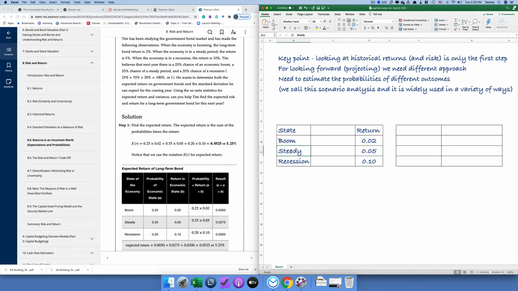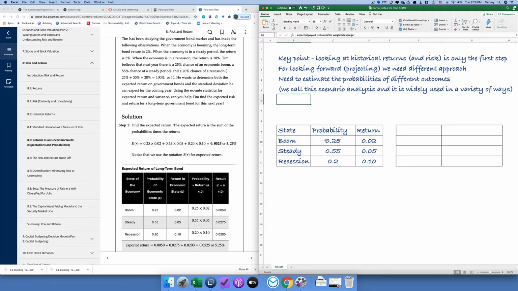I've got a return of 5% in a steady state, and a return of 10% in the recession, right? Now what we need to do is estimate the probability of each of those states of nature coming to pass. Your example gives the likelihood of a boom economy as 25%, a steady state economy as 55%, and a recession as 20%. So the question is, what is your expected return?